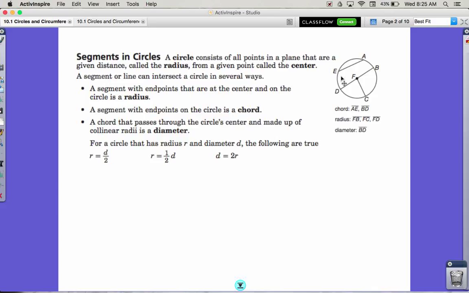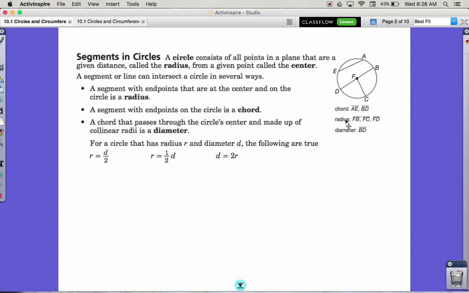And a chord that passes through the circle's center and is made up of collinear radii is a diameter. So a diameter is going to be the chord that goes through the center. So it'll have endpoints on either side and go through the center. So for a circle that has radius r and diameter d, the following is true. The radius is the diameter divided by 2. The radius is half of the diameter, and the diameter is 2 times the radius.